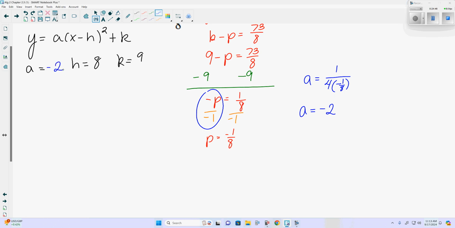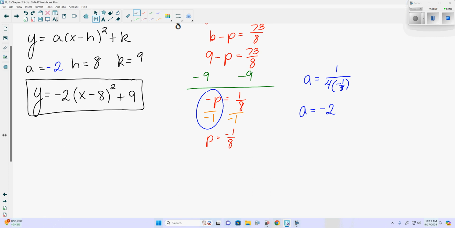Now this is one of the first times a came out to be a non-fractional number. That's fine. A can be whatever it wants. It's just up to this point they've mainly been fractional. So y is equal to negative 2 times x minus h squared plus k. Questions on this here?